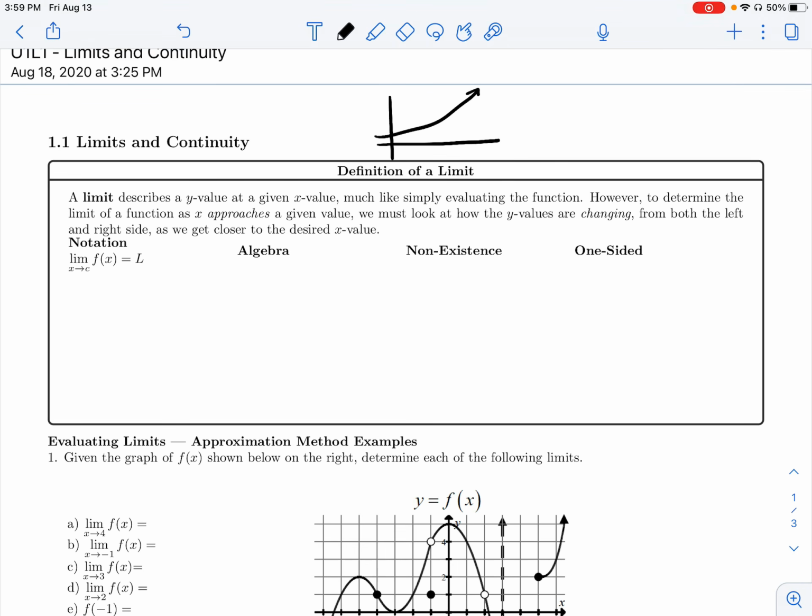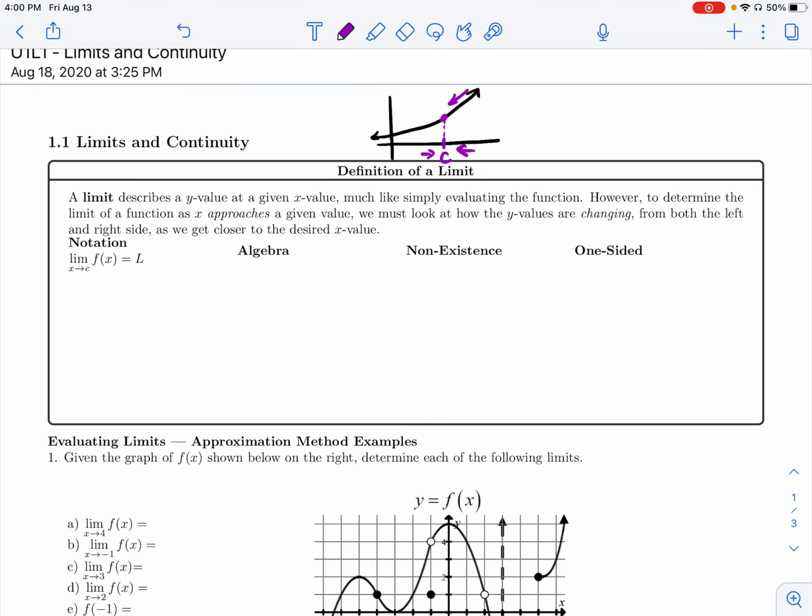I'm just kind of drawing an arbitrary function here. And suppose we had some arbitrary x value, suppose that we call it c. And what we're saying here is, okay, as we approach some value c from both directions, what is my function doing? Specifically, how is my function behaving? What values does it look like our function is approaching?